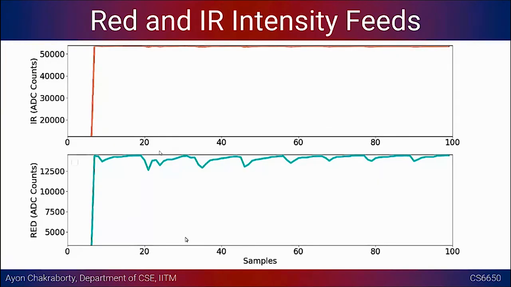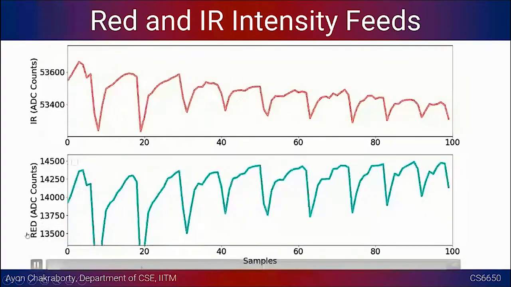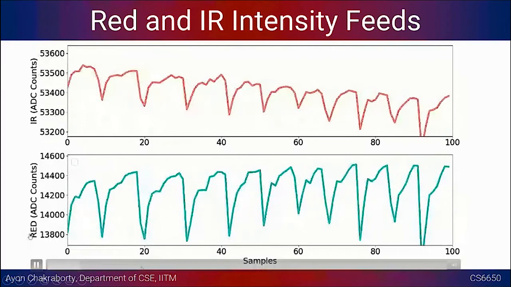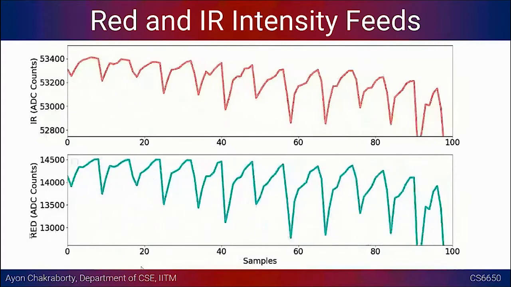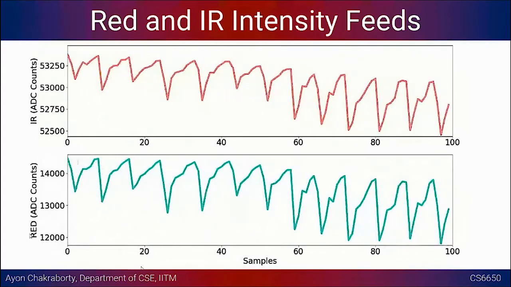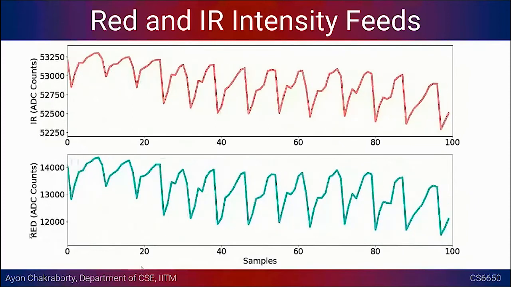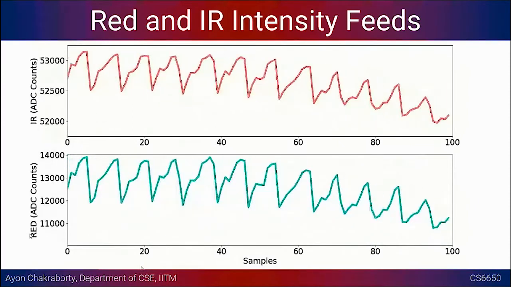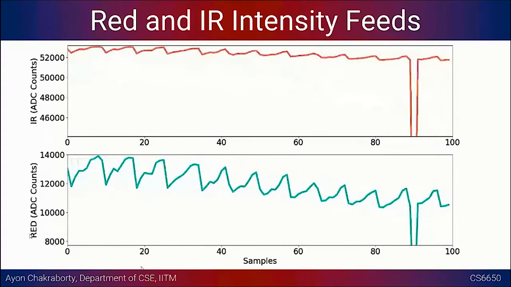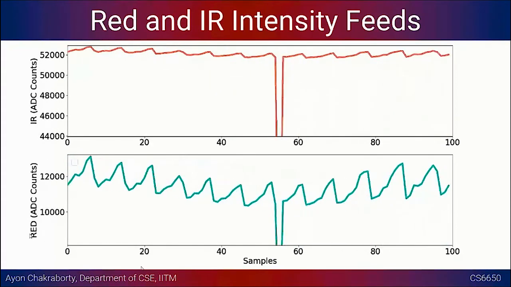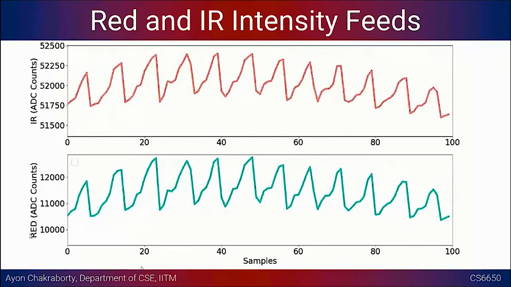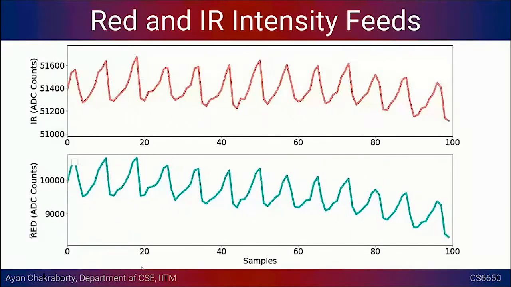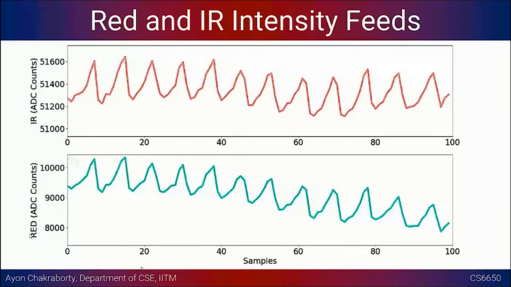So this is the actual output. If I put my finger on top of the device, you can very clearly see the heartbeats. At least the periodic nature of the data is very clearly visible. On the left-hand side, I show the intensity in terms of the ADC count. It can go up to 2 to the power 16, and you can see that IR has a higher value, and the amplitude would also vary. In the case of red, it is from 11,000 to something like 12,000, whereas in the case of IR, it is 51,400 to 51,600.